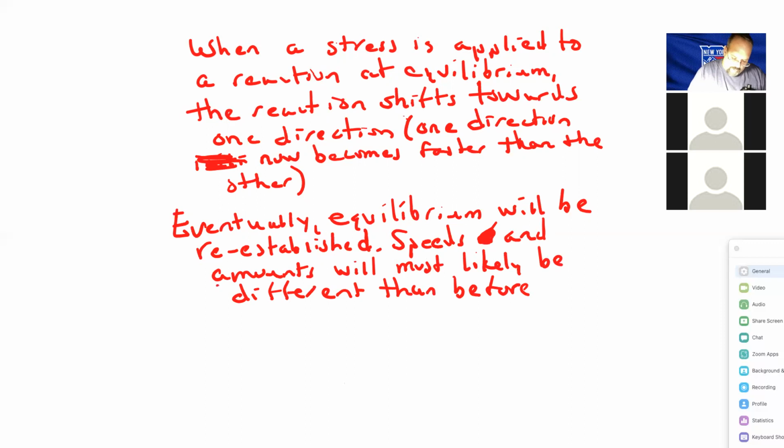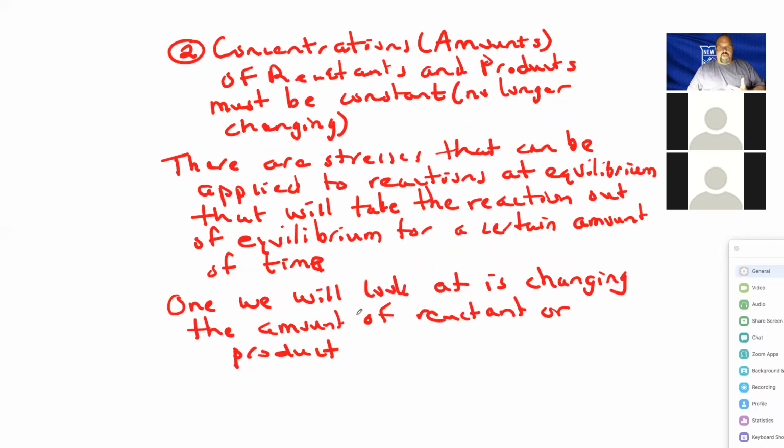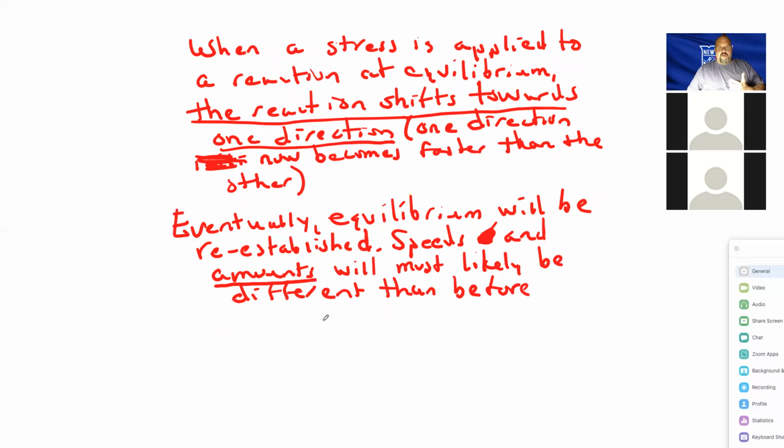And the one I'm definite about are the amounts. Now, with all of this in mind, what is the expectation that we have of you? Basically, the expectation is we want you to be able to predict how the reaction at equilibrium is going to shift when a stress in terms of changing the concentration or the amount of reactant or product is applied.